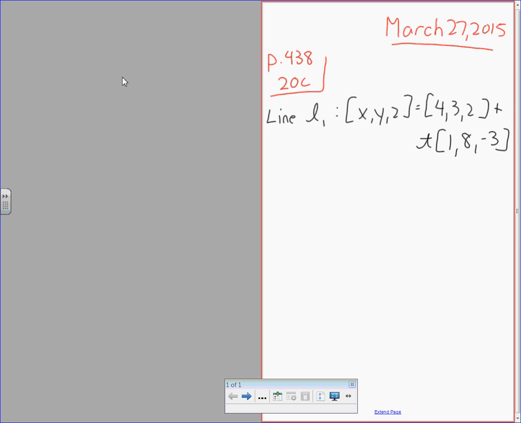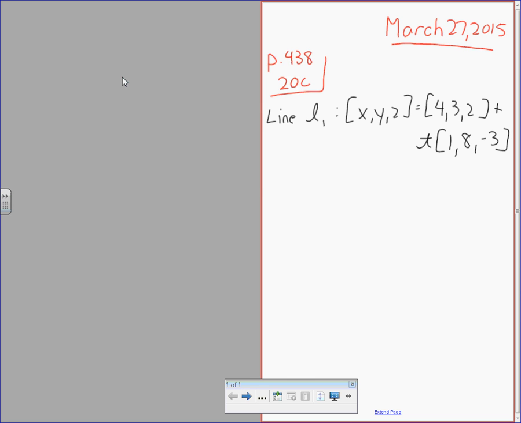For a recap from yesterday, can somebody tell me what a direction vector is in English? It's like your slope. You can think of it like that. So your starting point is going to be 4, 3, 2, and every step on your graph is going to be like 1, 8, negative 3.